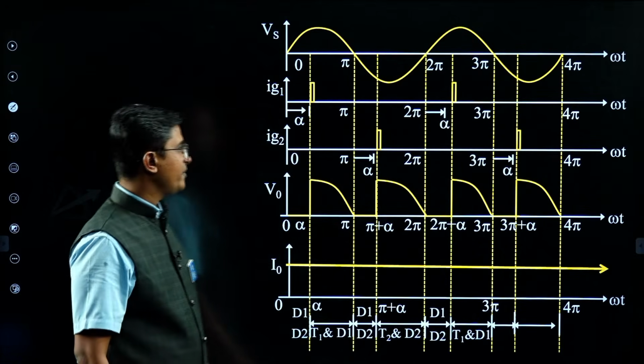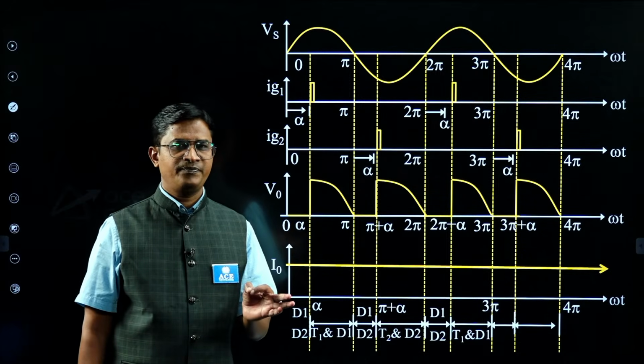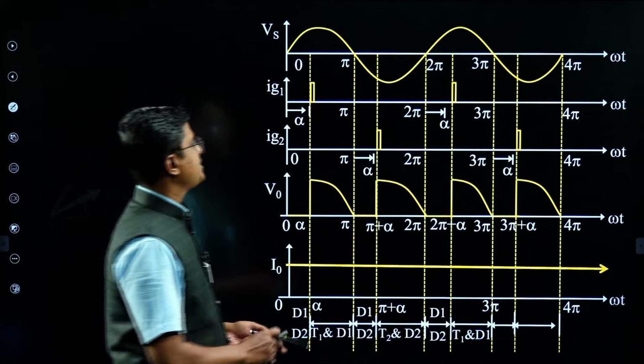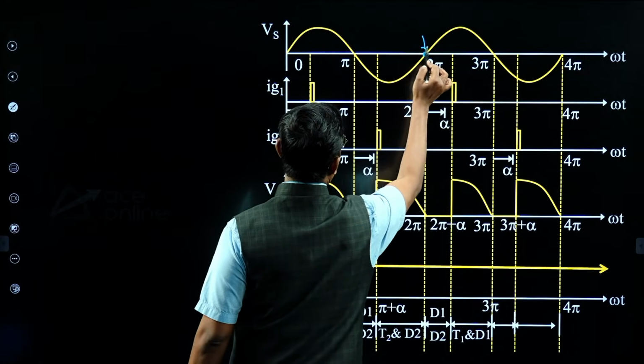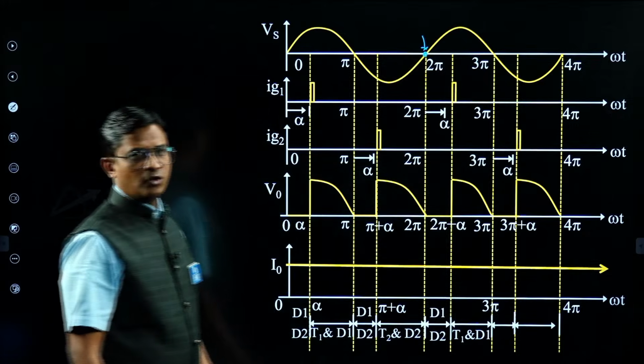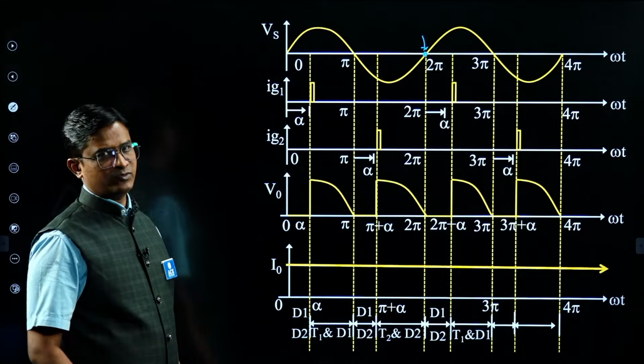Now tell me, generally the conduction angle of any device is calculated over one cycle of supply. My supply completes one cycle at 2 pi. So over 0 to 2 pi, check the conduction angle of diode D1 or diode D2.